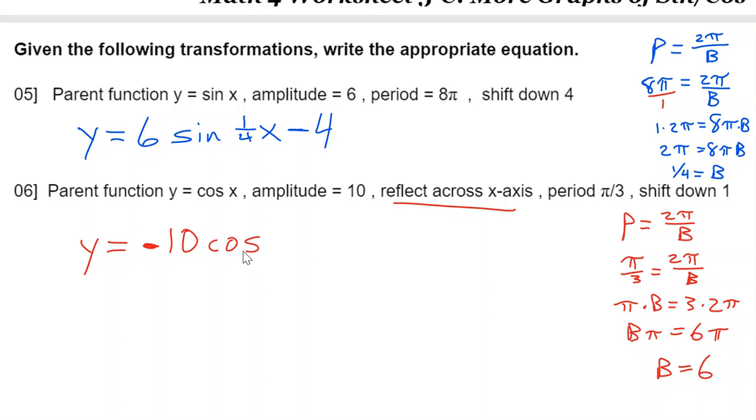This is a cosine parent function. And our b number for this is going to be cosine of 6x. And we're shifting down 1. That is one of everything on our list that we could possibly do at this point.